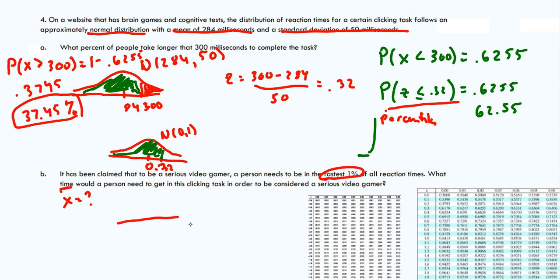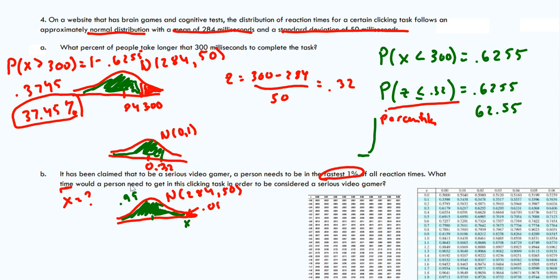So essentially, if we had a normal distribution of 284 and 50, we're looking for the top 1%, so 0.01. Now think about this. Where is that as a percentile? Well, that is going to be in the 99th percentile. So we're looking for that value at the 99th percentile.